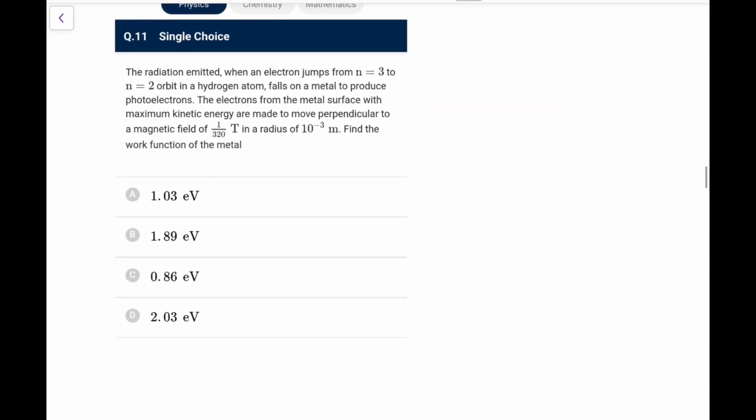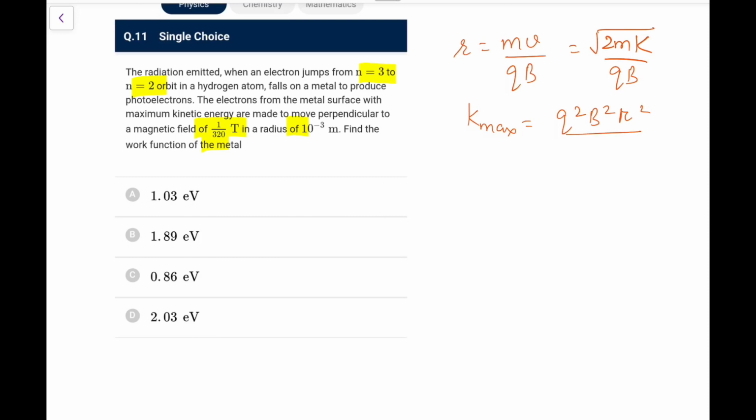Next, go ahead. The 11th one: the radiation emitted when an electron jumps from 3 to 2 orbit falls on a metal to produce photoelectrons. Electrons from the surface with maximum kinetic energy are made to move in a field like this. Find the work function. First, calculate Kmax from here. So radius is equal to mv by qB, or I can write it directly as root 2mK by qB. So Kmax is q square B square r square by 2m.